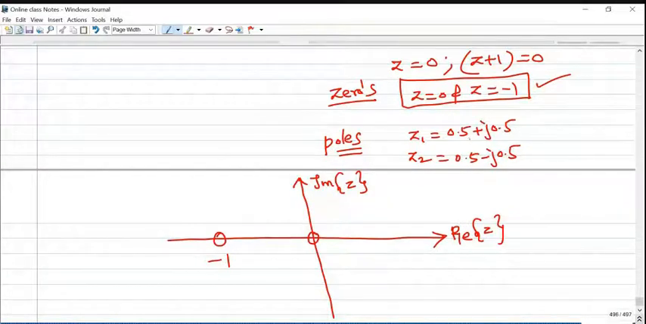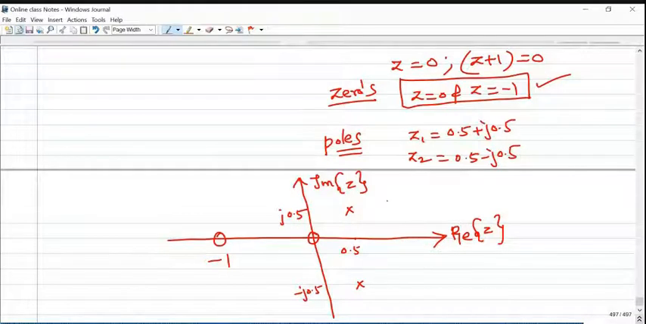Poles: 0.5 plus j 0.5. Let us assume this is 0.5, and this point is 0.5 minus j 0.5. Let us assume this is j 0.5 and this is 0.5, and the other is 0.5 minus j 0.5. Okay, this is the pole-zero location.